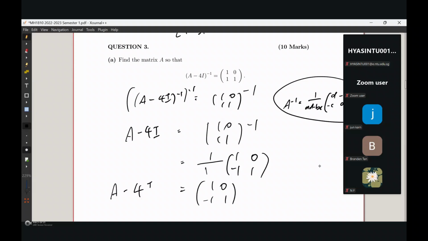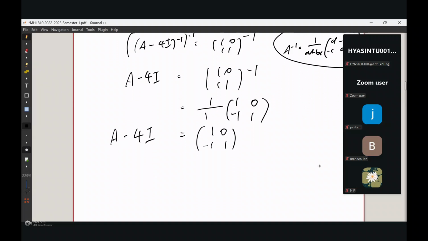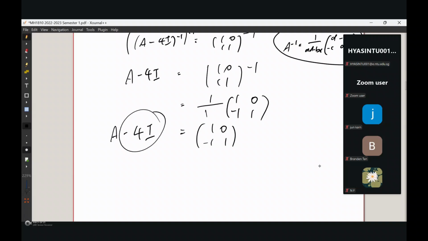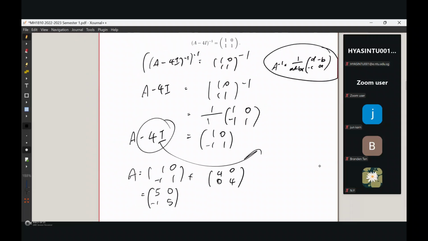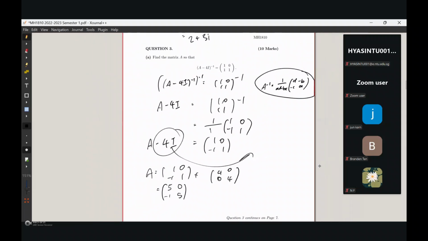Okay, A minus 4i is this. And here, all you need to do is move this 4i over. So that A is equal to 1, 0, negative 1, 1 plus 4i. I is your identity matrix, so it's 1, 0, 0, 1. You can multiply the 4 inside, put inside 4, 4. So after you evaluate this, you should get 1 plus 4 is 5, 0, negative 1, 5. Okay, that's for matrix A.